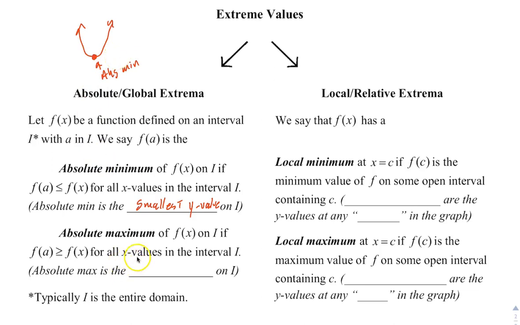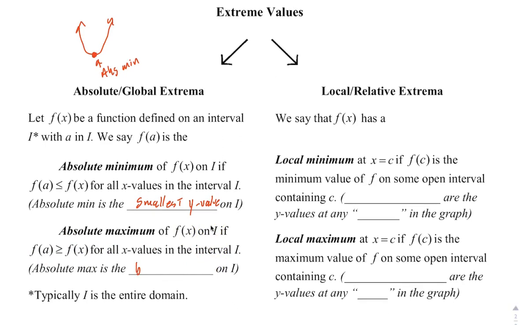Absolute max is the exact same idea. f(a) is actually the greatest value of f(x) on the whole interval. Another way to say it, absolute max is the biggest y value. So if you think about an upside down parabola, that point right there is the absolute max. It's by far the biggest point on that graph, on that function.